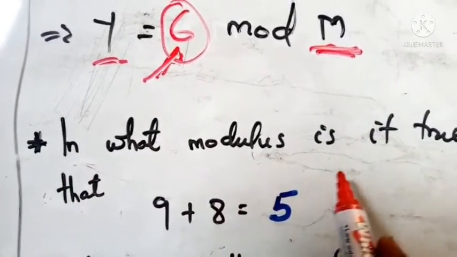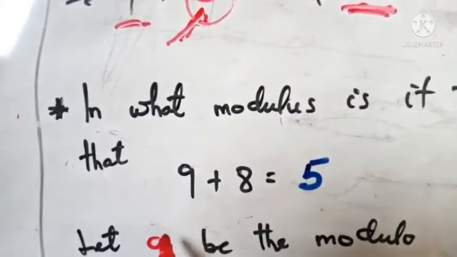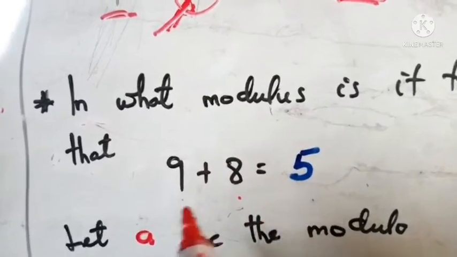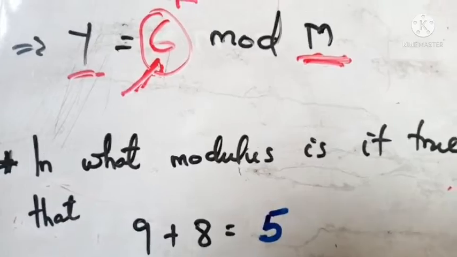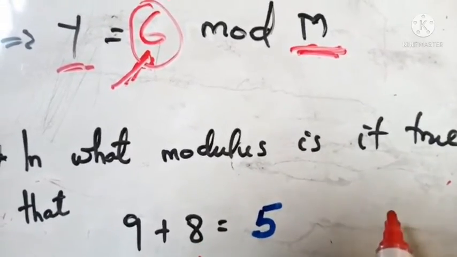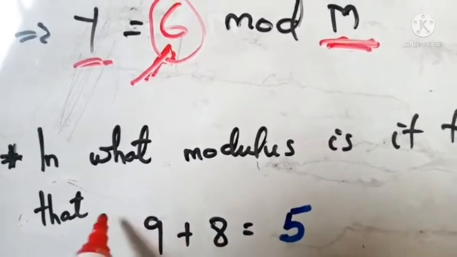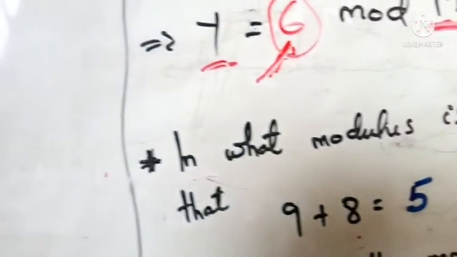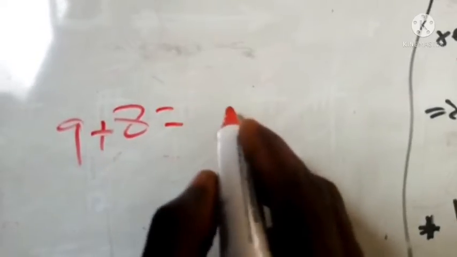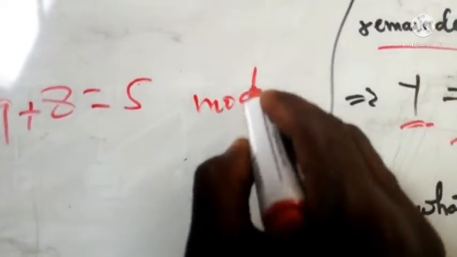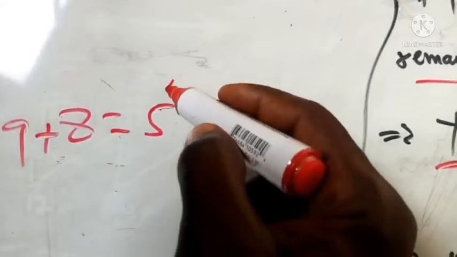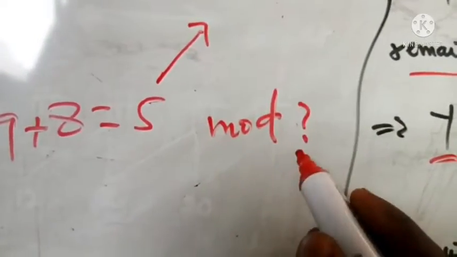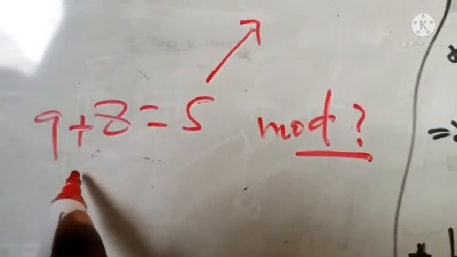In what modulo is it true that 9 plus 8 is equal to 5? This is a very simple question, but it requires understanding. Here we are interested in modulo. They say in what mode 9 plus 8 is equal to 5. So we are interested in the mode here, right? You should remember that this is what the person is taking home after we subtract our mode, and this is what the person brought.